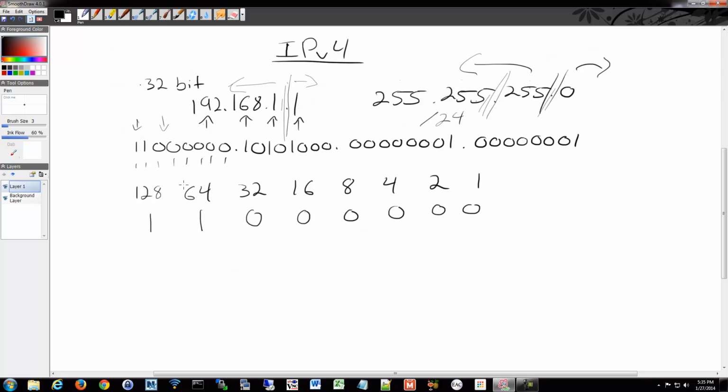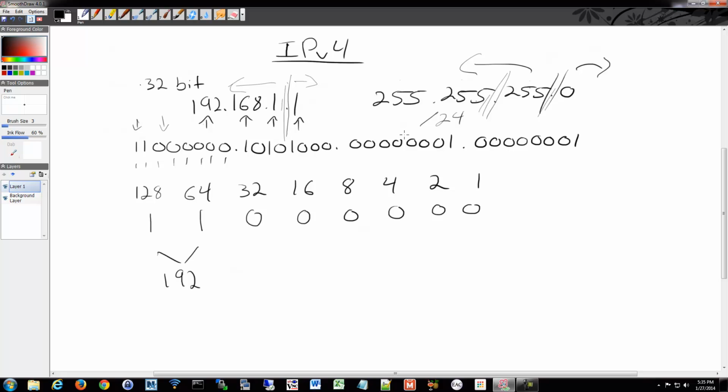If we add them up, the placeholders, 128 and 64, we get 192. Starting to make sense? If we're trying to do 168, we would do the same thing. So 64 might be turned off, and then the others would be turned on to add up to 168. Same with, as you saw here.